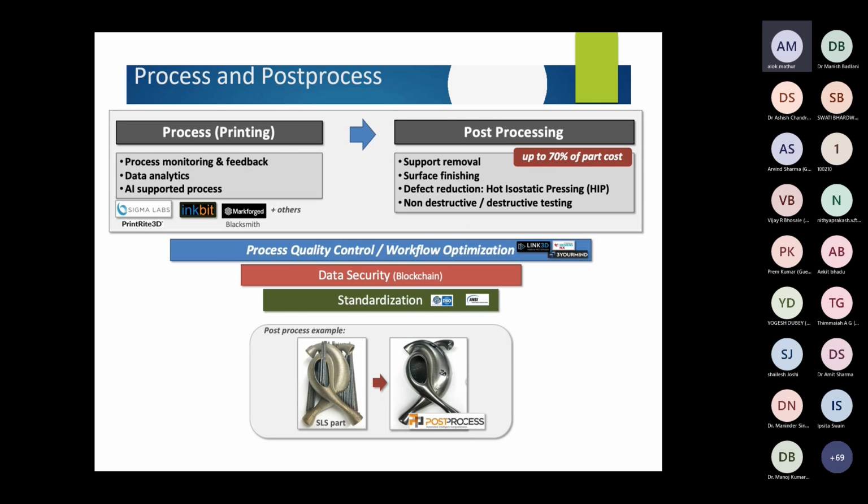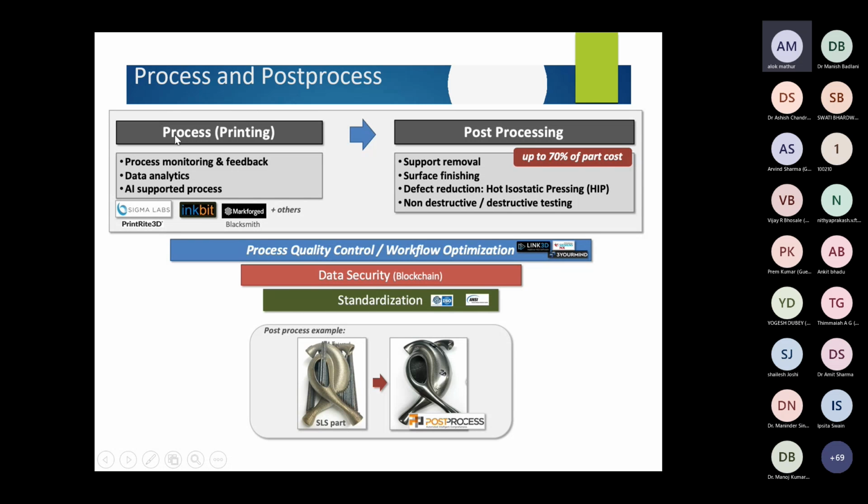Now, process and post processes. See, process means main process. Post processing means after completion of the job, what we do. So first I talk this. Post processing means we want to remove the support material. We want to improve the surface finish. We want to reduce the defects, and we want to use non-destructive and destructive testing for various purposes. So this post-processing cost is high, up to 70% of the part cost.